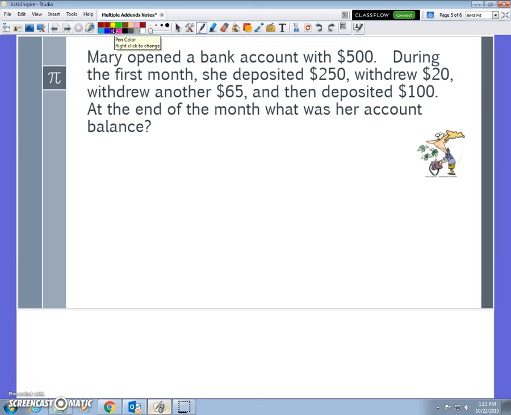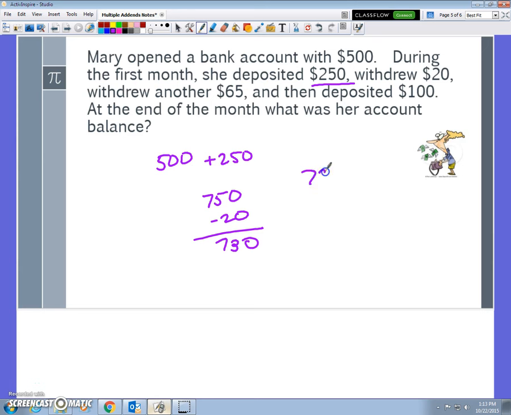Let's just think about this. I'm starting with $500. And then it says she put in another $250. So $500 plus $250. That's $750. She took out $20. So we're taking away $20. So now I have $730 after I take out $20. Then I take out another $65.